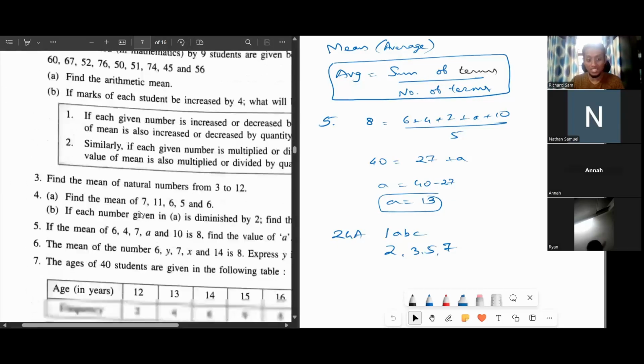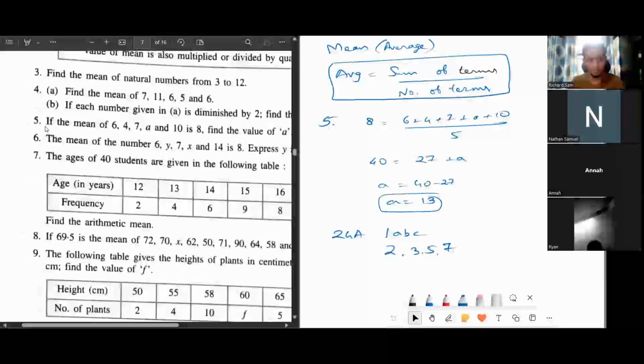Right. Now, in some questions, they had given the mean. For example, the fifth question. If the mean of 6, 4, 7, A, and 10 is 8. What is 8? The mean. So they had given the mean over here. And you have to find one of the terms, that is A. That's what we did over here. So we just put the values in the formula. That is, add all the terms. 6 plus 4 plus 7 plus A plus 10 divided by the number of terms. There are 5 terms. And equal to 8. 8 is the mean. So you'll get a linear equation and you can find A.